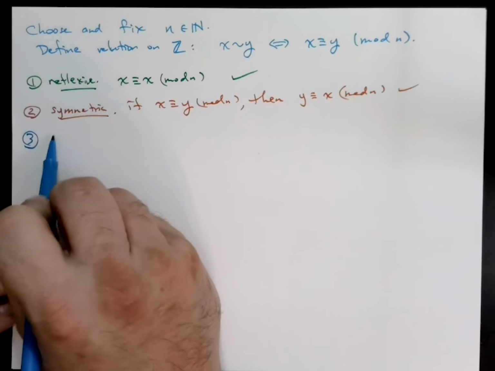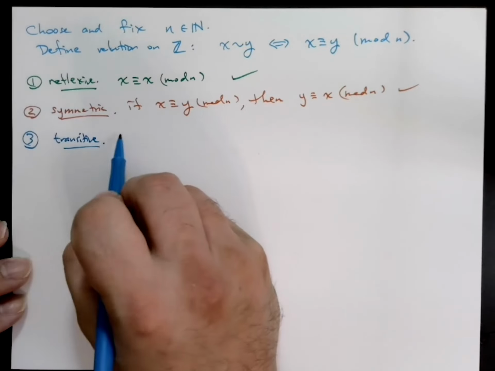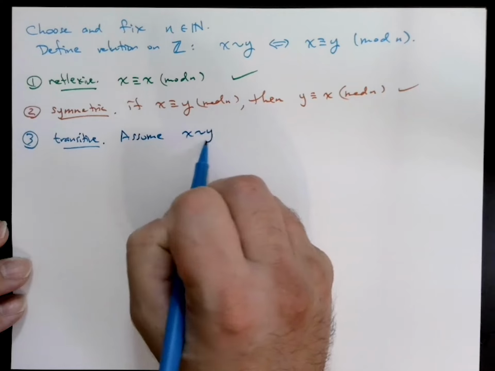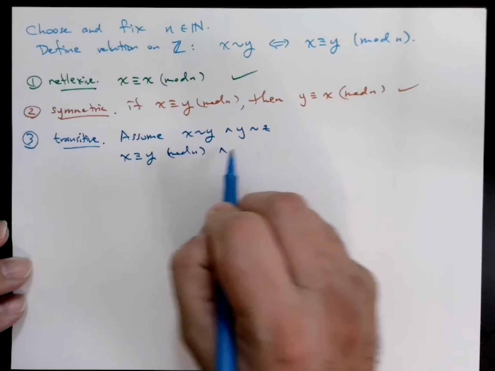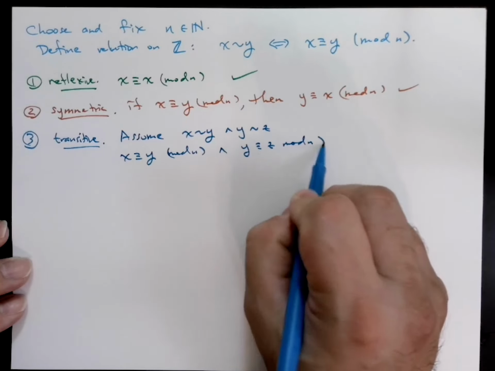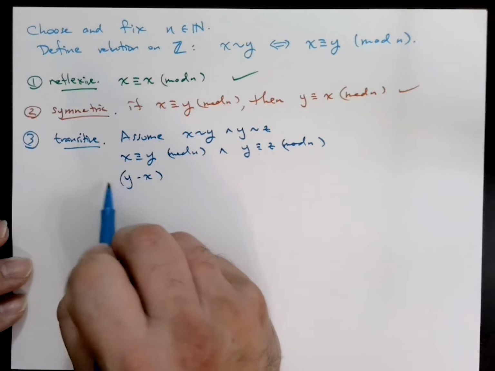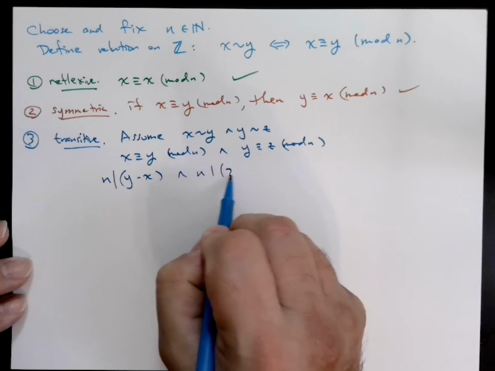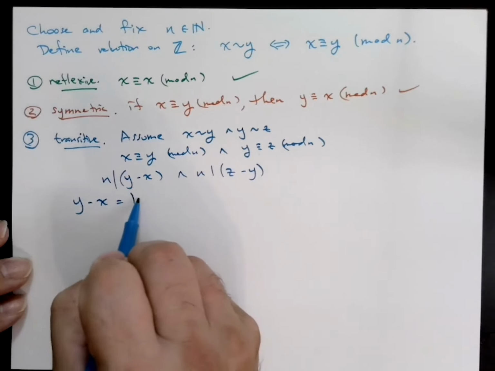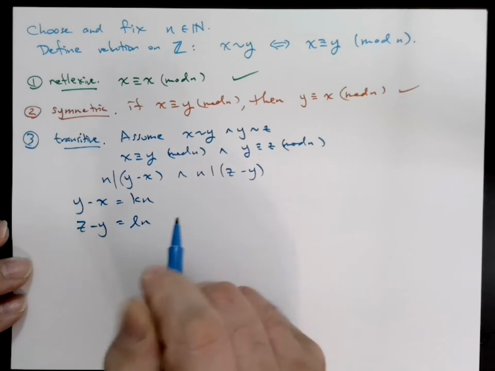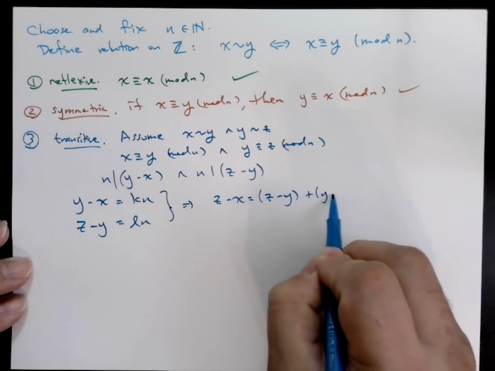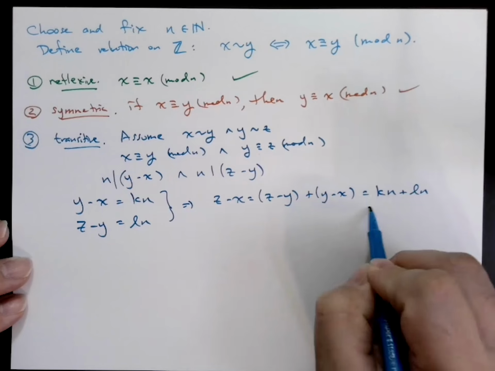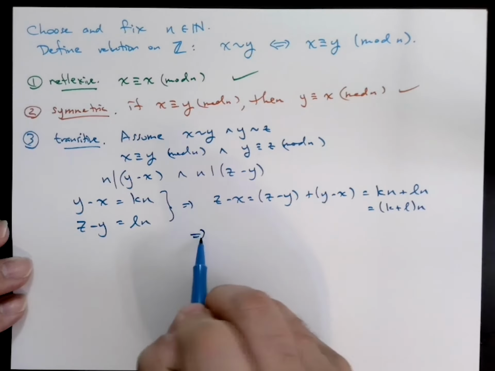Let's assume that x relates to y and y relates to z, which means that y minus x is divisible by n, and z minus y is divisible by n. Let's say y minus x equals kn and z minus y equals ln. Well then, z minus x is z minus y plus y minus x, which is kn plus ln, which is (k plus l) times n. So this is also divisible by n. Since we've established the three properties, this is an equivalence relation.